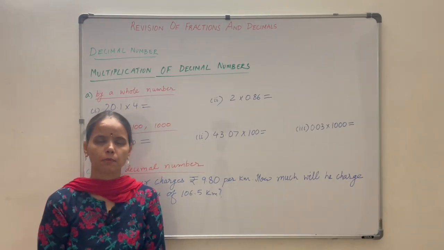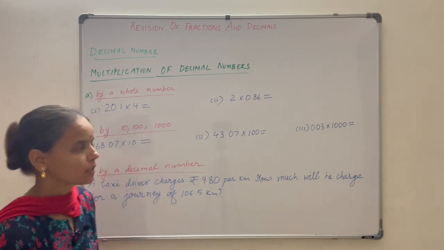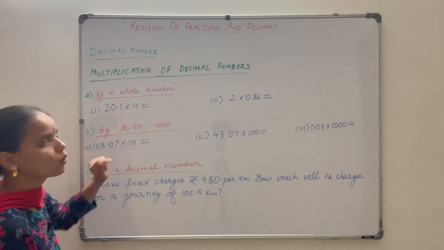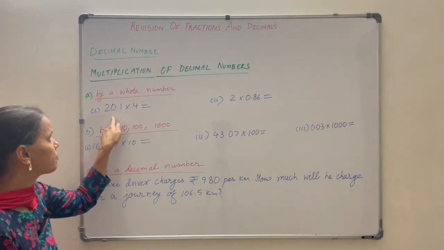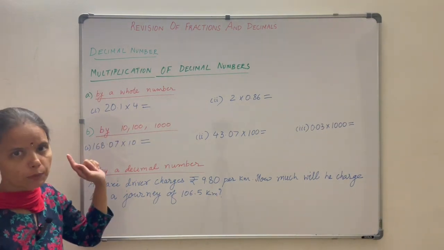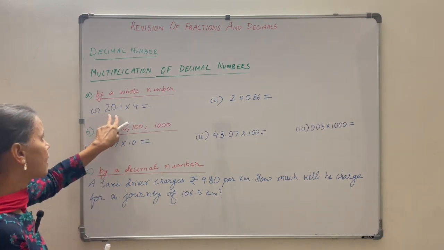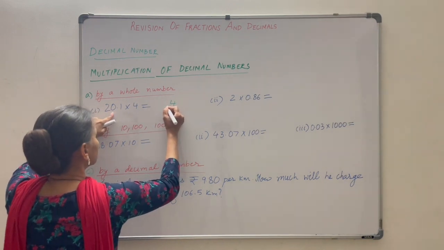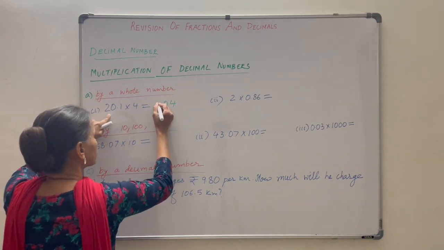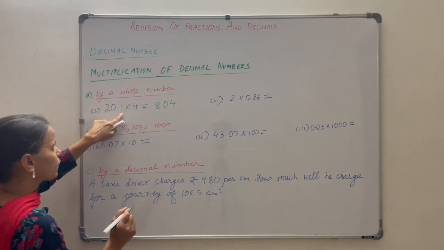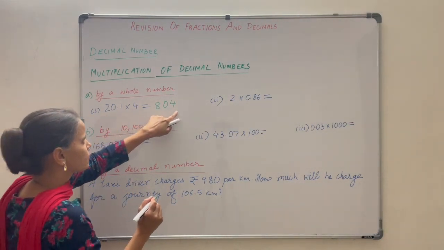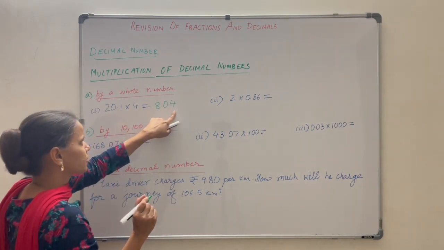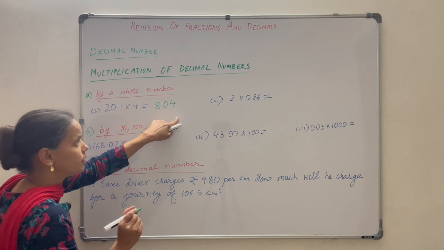Now let us see multiplication of decimal numbers. First case which we are going to consider here is multiplication of a decimal number by a whole number. So when you multiply a decimal number by a whole number, we ignore the decimal point. We multiply the number as 201 into 4. So 4 into 1 is 4, 4 into 0 is 0 and 4 into 2 is 8. After the decimal point only one digit is there. So here also we will place only one digit after the decimal point, that is 4 is after the decimal point. So it is read as 80.4.